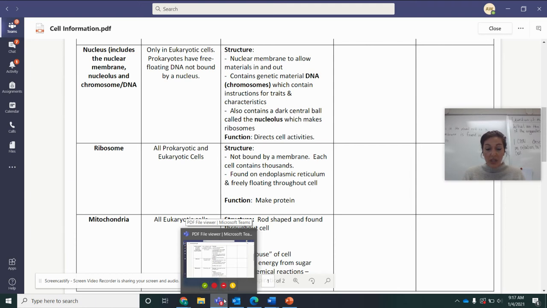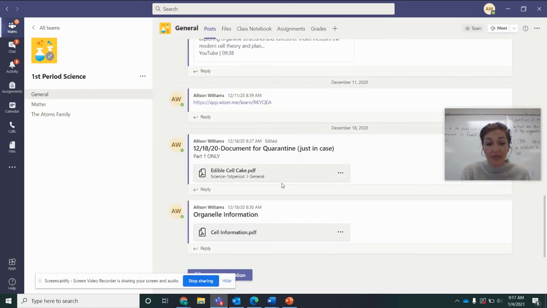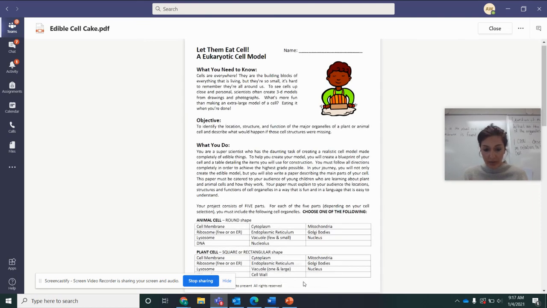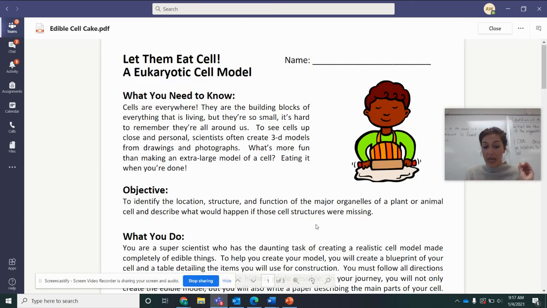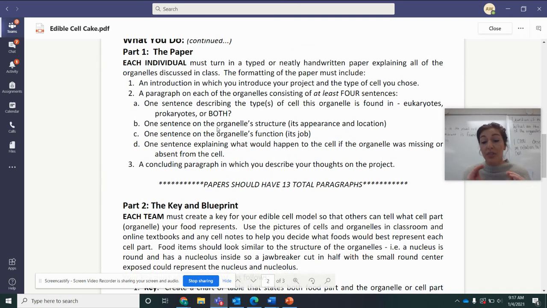I know that's a lot of information. Let me tell you your goal for each day this week. By the time you are finished, you'll have an introduction paragraph and a paragraph for each of those organelles. Remember, you're only doing it for an animal cell or plant cell, not both. Do not do both. Once you do that, you'll end up with about a 13-paragraph paper. So your goal for each day this week is to do about 3 paragraphs per day. And I want you to send them to me in chat so I can check them.